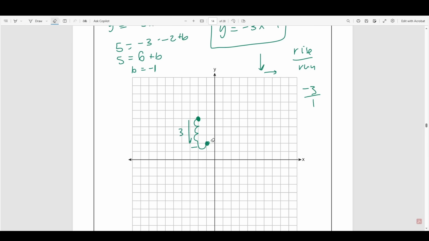Let me quickly fix that. So we went to the right by 1. Okay, so here's our right by 1. Let's do it again. So this is 1, 2, 3, and to the right by 1. Okay, 1, 2, 3, and to the right by 1. And just like this, I've actually graphed out this equation.